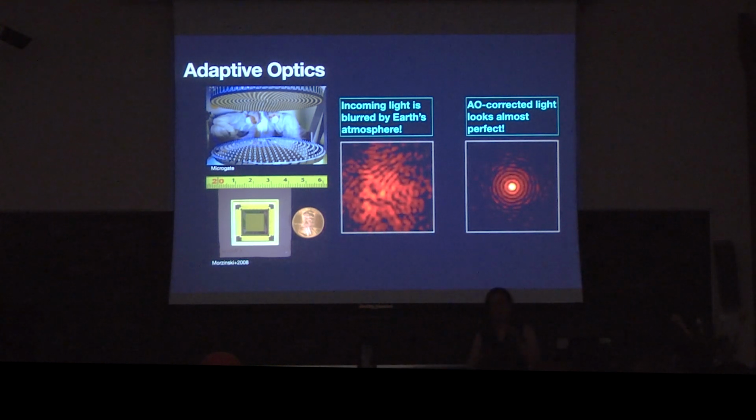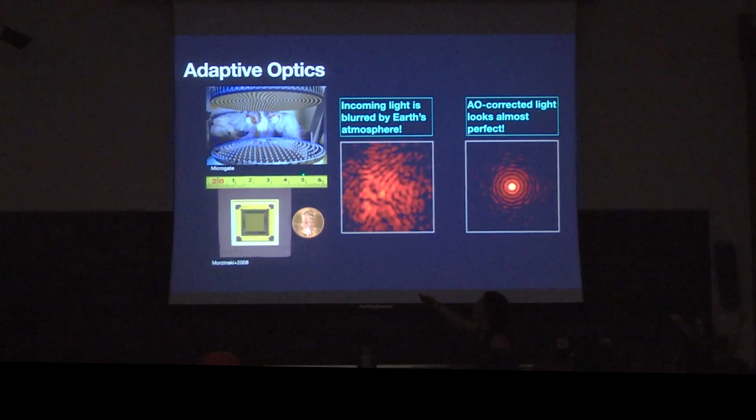You calculate what you would need to do to a mirror to unblur your light. And you actually deform a mirror very quickly over and over again to do that correction. So these mirrors are called deformable mirrors. I'm showing you a couple of examples over here. They can have a range of sizes. They can be as small as a penny and be really close to your camera in your setup, or they could be like the second mirror in your telescope. And there are different reasons why you might want to use each one.